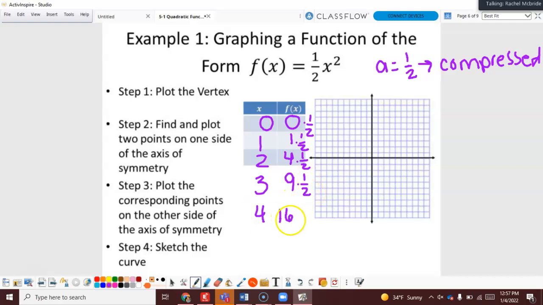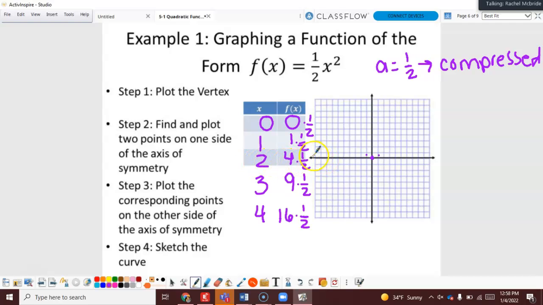This table could technically continue. It'd be like 4 and 16 times 1/2, and so forth. So your points would be 0, 0, 1, and then 1 times 1/2 is 1/2. So it'd be like 1, I'm going to use the mouse, and then 1/2. And remember, if it goes to the right, it also does the same symmetrically to the left.